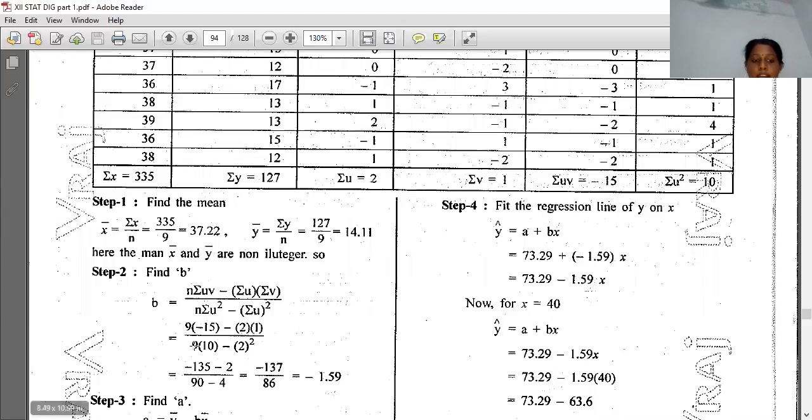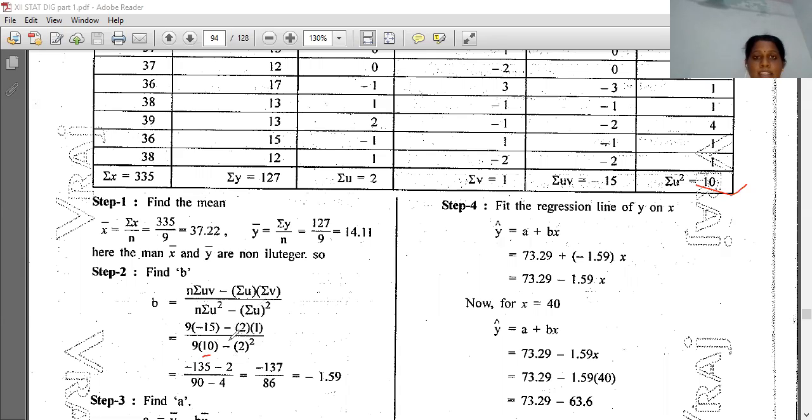Now N is 9. Sigma UV is minus 15 minus sigma U. Value of sigma U is 2. See, and value of sigma U square, U square is 10. So 10 we have written. Okay. And sigma U the whole square is 2 square.